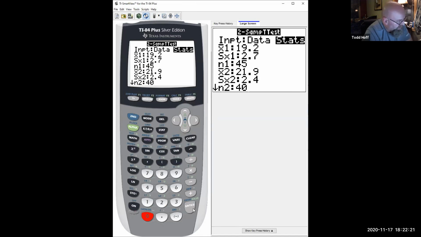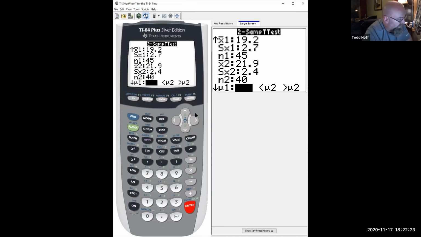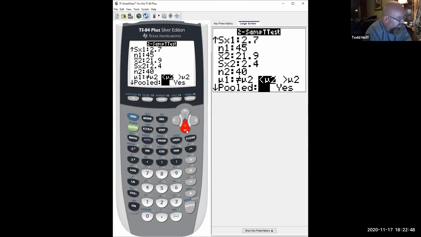Now, as we go down here, we're going to get asked for our alternative hypothesis. It's less than. Notice the calculator uses poor terminology here. It's saying mu1 not equal to mu2, mu1 less than mu2. It still means the same thing. Less than still means mu1 minus mu2 is less than the hypothesized value. It's just using poor terminology on the calculator here.